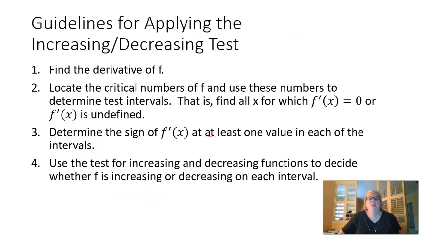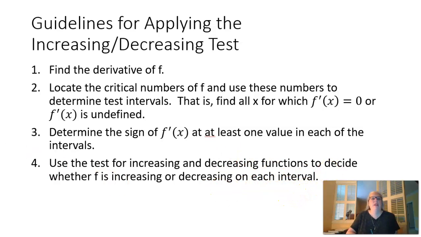Here's the guidelines for applying the increasing and decreasing test. The first thing we want to do is find the derivative. Okay, then we want to locate those critical numbers, and that is, we're just going to figure out where the first derivative is 0 or where the first derivative is undefined. We're going to determine the sign of the first derivative at least one value in each of the intervals. So that means we're going to have something called test points. And then we're going to use that test for increasing and decreasing to decide if it's increasing or decreasing.